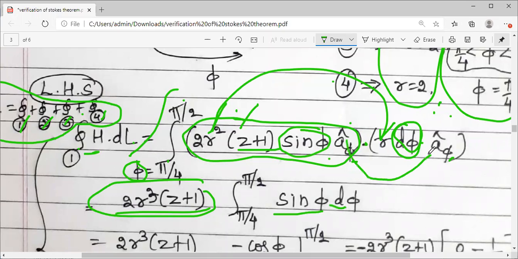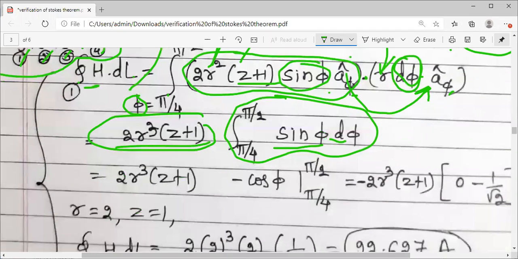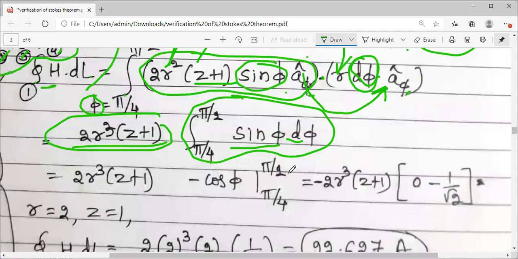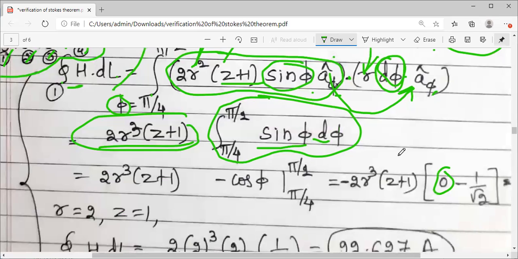What is a phi dot a phi? It is 1. So you only have to calculate this integration: sine phi d phi. What is the integration of sine? It is minus cos. So I have written minus cos and applied the limits. Cos of pi by 2 will be 0. Cos of pi by 4 is 1 by root 2, cos 45 degrees, 1 by root 2. So this much is the answer.